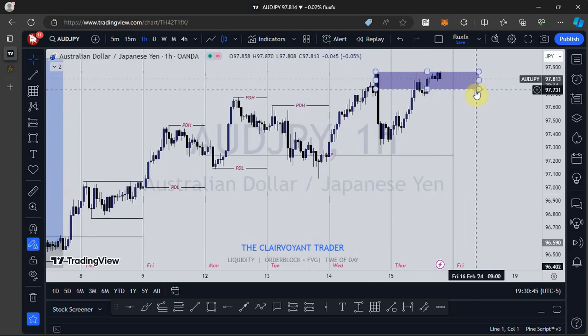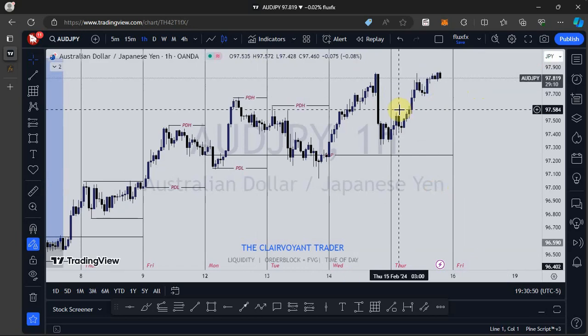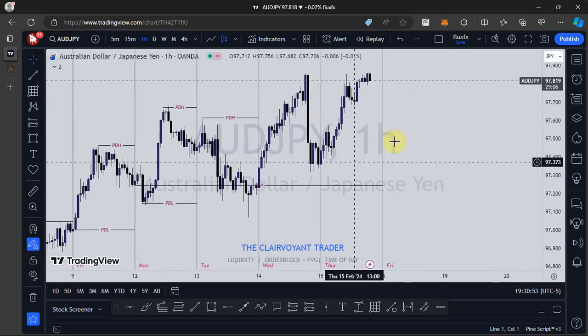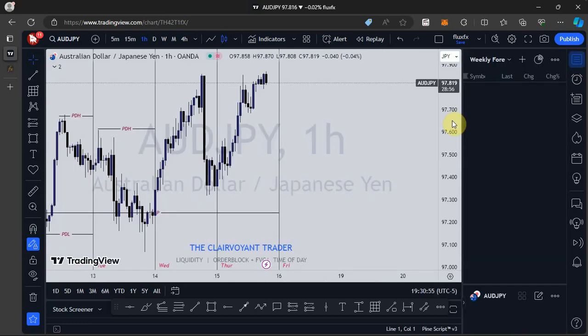All right, so for AEDJPY, I'm still bullish on AEDJPY. I'm still expecting to see price continue to push to the upside. So that is just that for AEDJPY. Let's look at the next market.